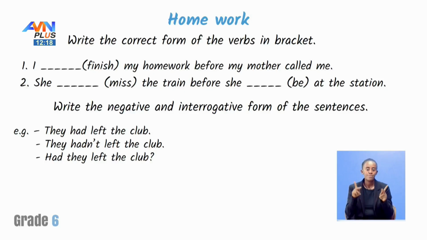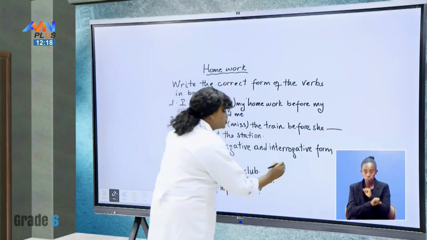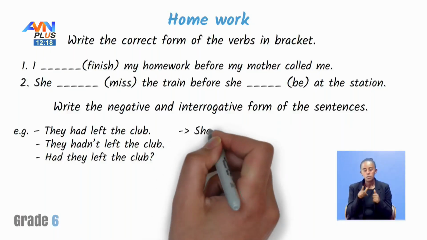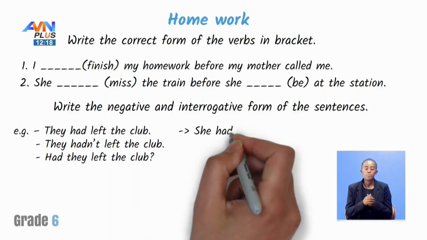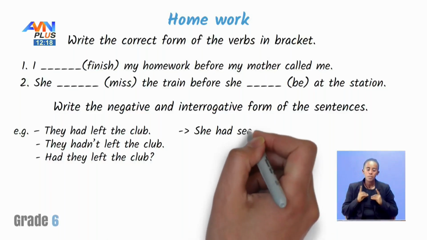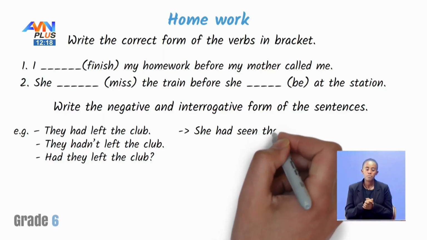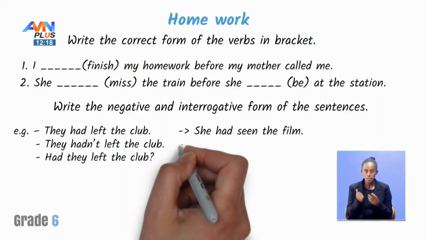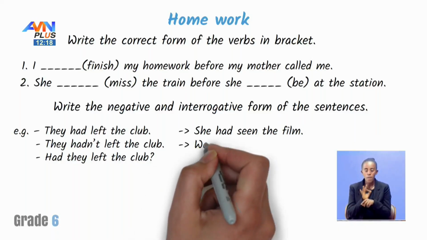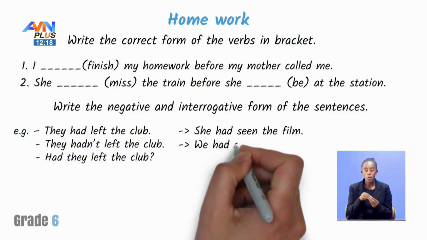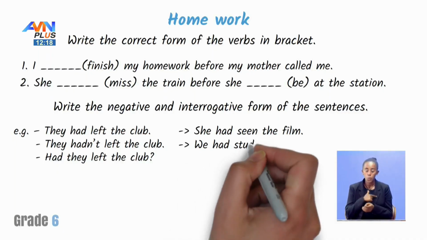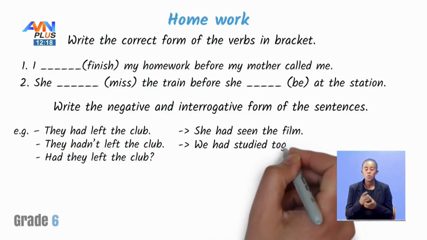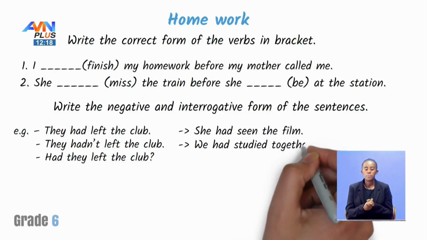Okay, so based on this example, I want you to write this sentence into the three forms, okay? She had seen the movie or the film. And one more, we had studied together.